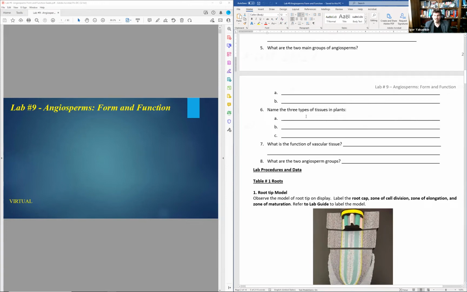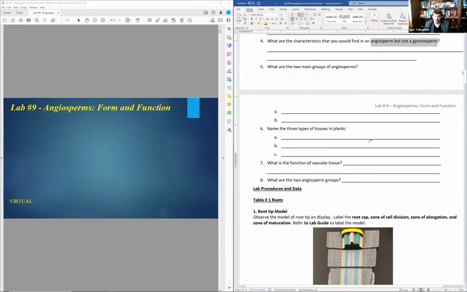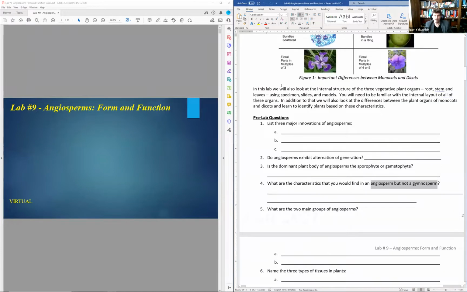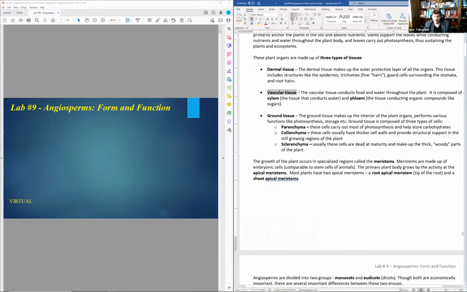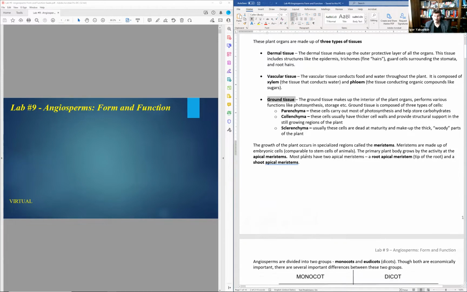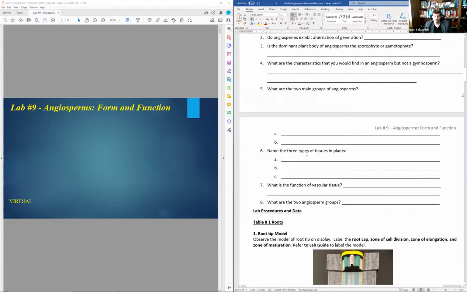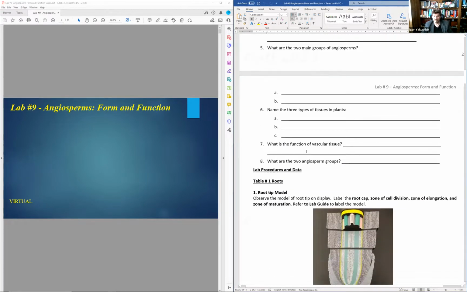Name 3 types of tissues in the plants. We just discussed that last time, but here we have dermal tissue, vascular tissue, and the ground tissue. And number 8 is essentially repeating number 5. Oh, number 7, what is the function of vascular tissue? Vascular tissue is the highways, transporting things. Transport part.